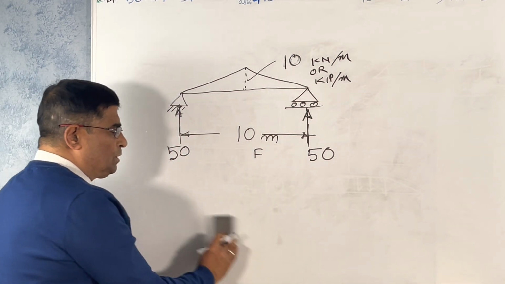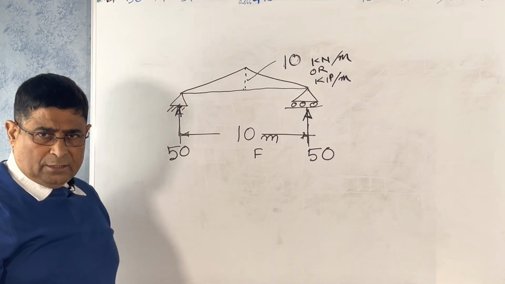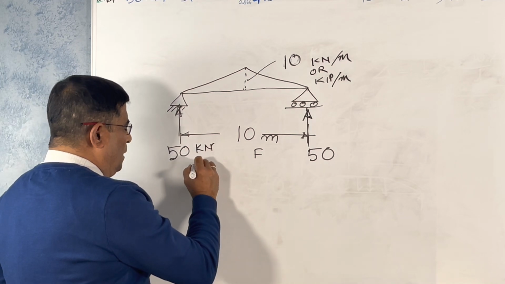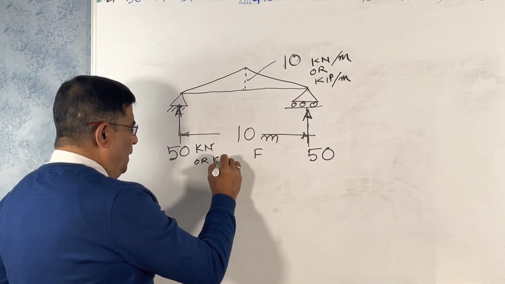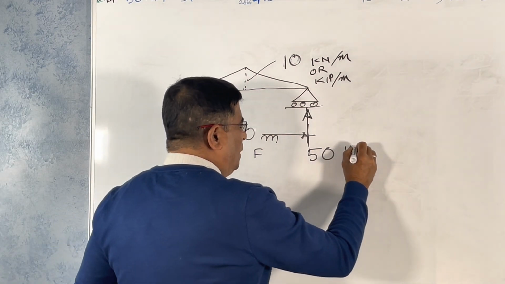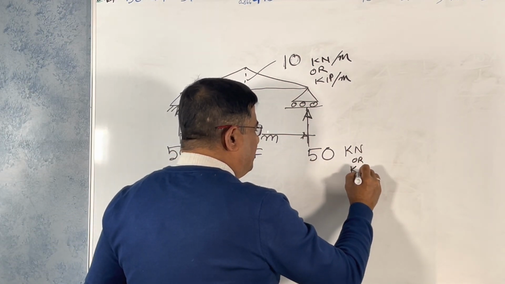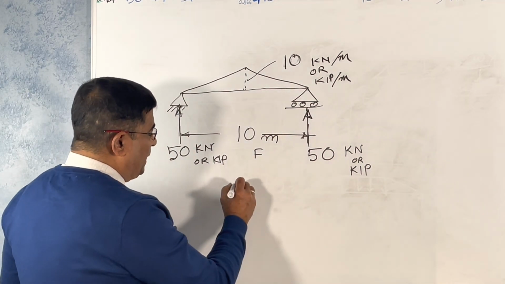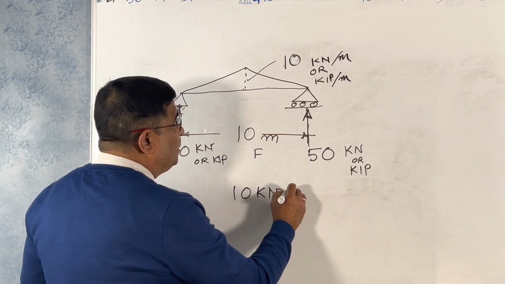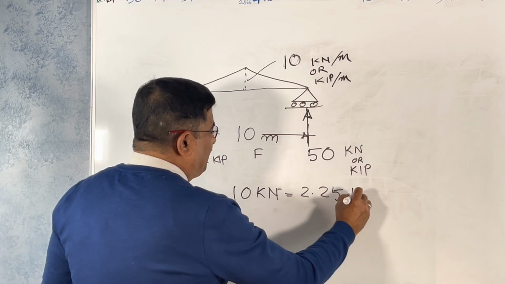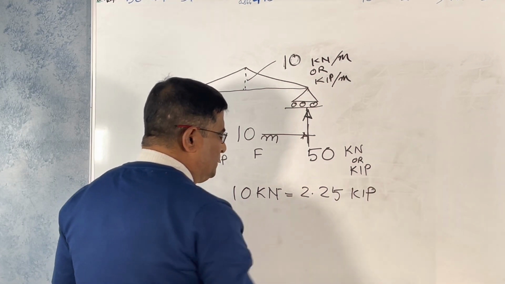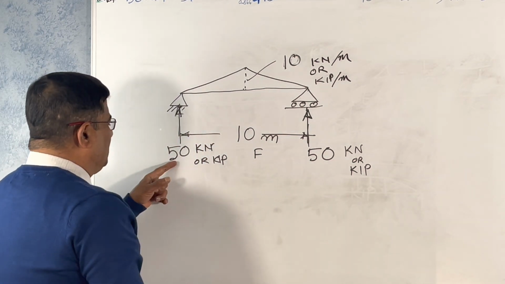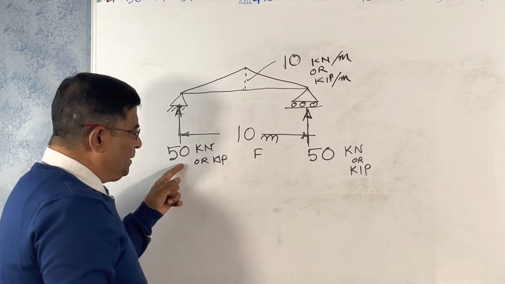The unit is the same. If you consider kilonewton, it is kilonewton. If you consider kip, it is kip. The kilonewton and kip are not the same. They are different. The conversion is that 10 kilonewton equals 2.25 kip. That is the conversion. Okay. Now, let us find out the reaction. You already calculated the reaction 50 and 50.